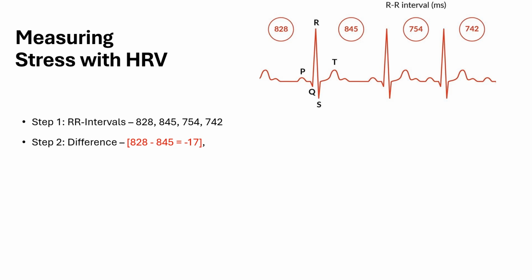So this is minus 17. Now we need to do the second one, take away the third one, which is 845 minus 754, and the answer is 91. And now the final one, 754 minus 742, and the answer is 12. So we found the differences.